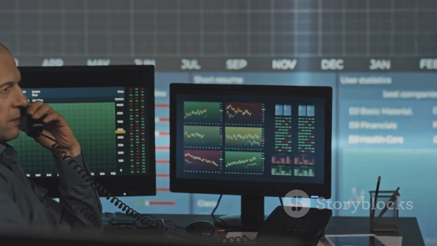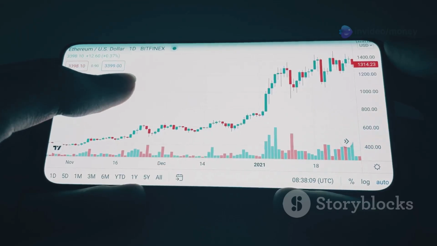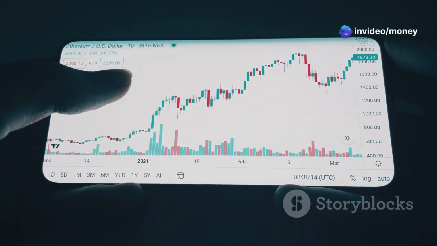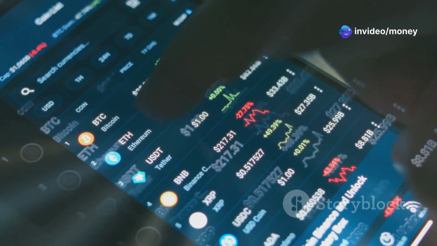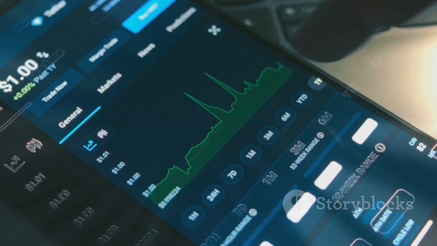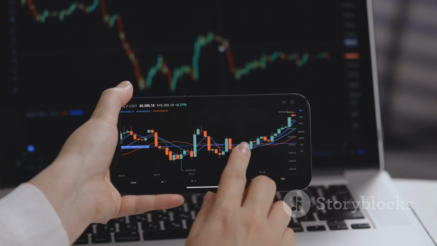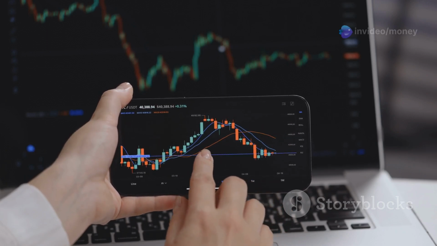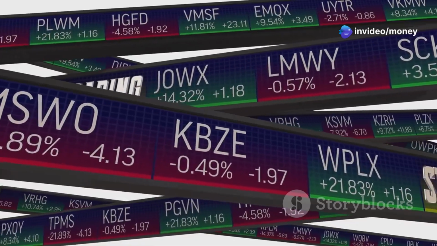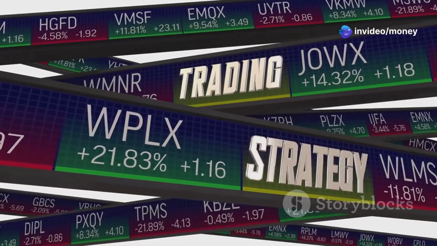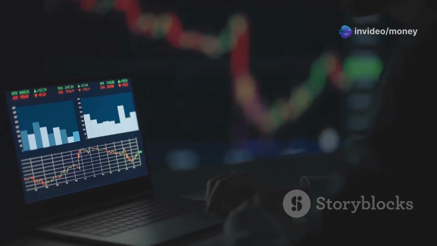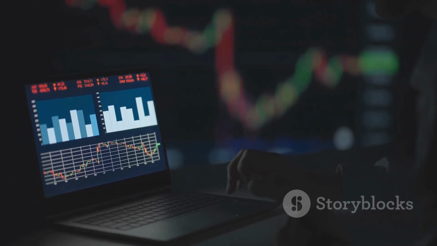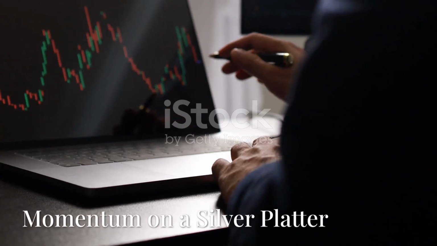Now here's a pro tip. Look for divergences. That's when the price of an asset is making new highs, but the RSI is making lower highs. This could signal a potential trend reversal, and you know what that means? Opportunity. But before you go all in, remember that every trader has their own risk tolerance and trading style. What works for one person might not work for another. So, experiment with the RSI, see how it fits into your strategy, and always, always do your own research.